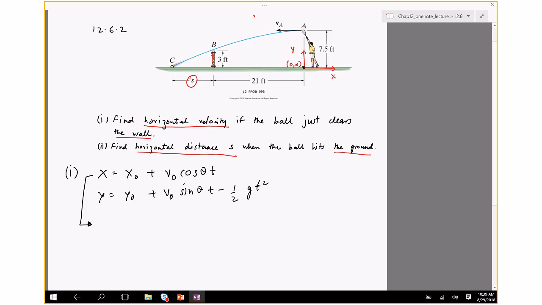So x is the distance of point B. That's going to be minus 21 because it's to the left. My origin convention is positive to the right. x0 is the x position of this point, so that's 0. v0 is the velocity with which the ball is launched, which is unknown, VA.